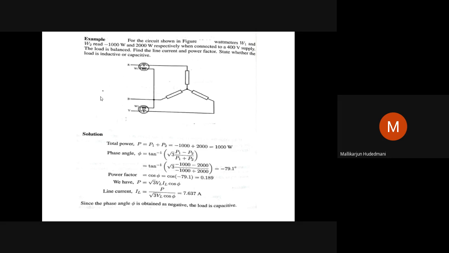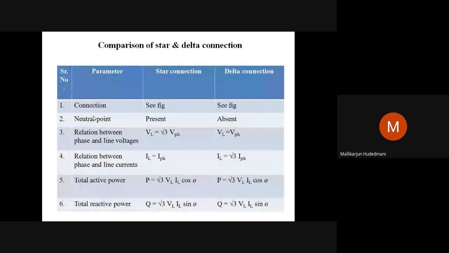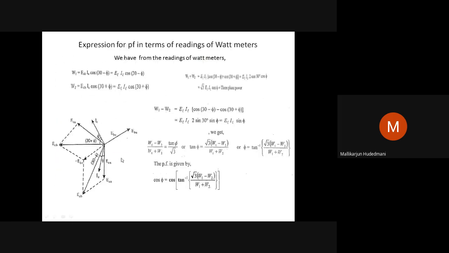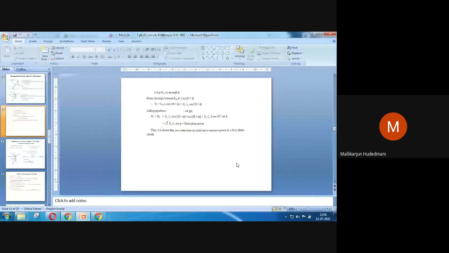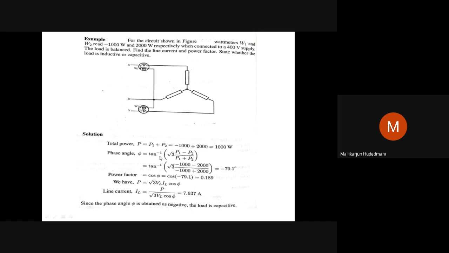How do you get power factor? Just now we discussed it. What is the power factor angle? The power factor angle is inverse tan of root 3 into the difference of readings divided by the sum of readings, and take the cos of this. This equation I will make use of here. So tan inverse of root 3 into the difference of readings divided by the sum of readings, minus 1000 minus 2000 divided by minus 1000 plus 2000.